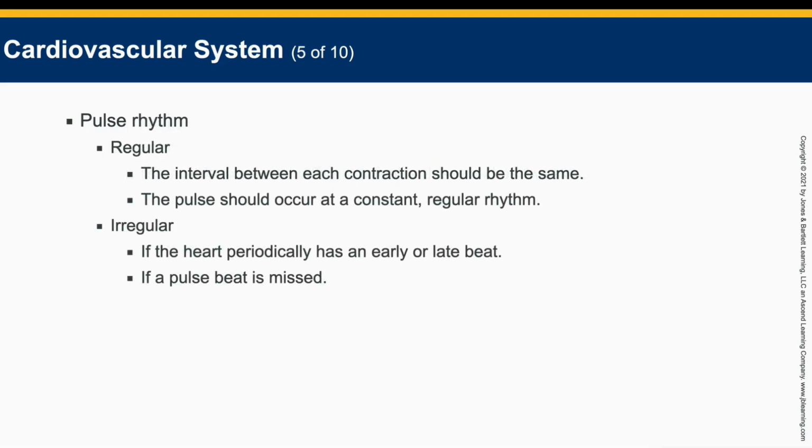Another important part is the pulse rhythm. The rhythm refers to the pattern of the heartbeat and whether the beat occurs at consistent intervals. A regular pulse rhythm means the time between each heartbeat is even and consistent, and the pulse occurs in a steady, predictable pattern. An irregular pulse rate means the beats do not occur at consistent intervals.